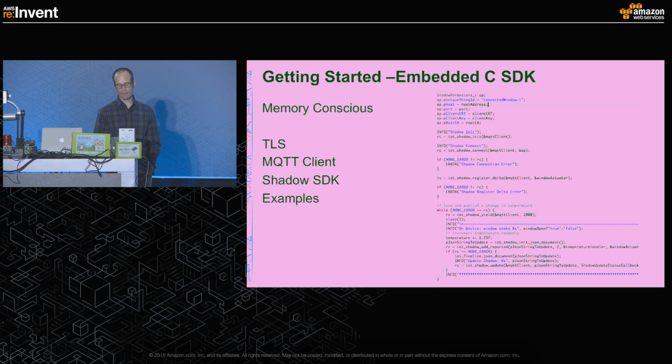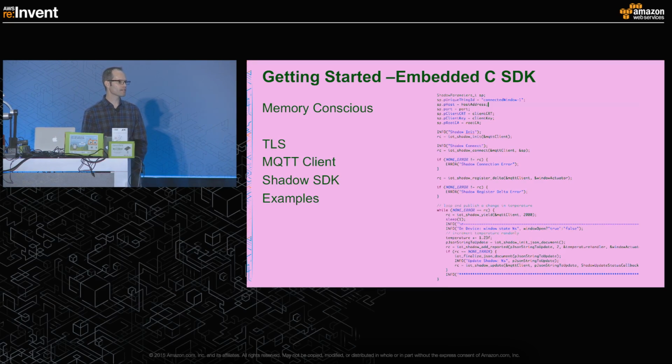The SDK is made to be memory conscious, so there's no dynamic memory allocation, there's no mallocs, and all the resources like buffer sizes are configurable, so you can decide how big the SDK should be for your particular application. It's got a TLS implementation built into it, so if you don't have one, you can use this one. It's got an MQTT client, a client that we wrote. We took the Paho embedded client and added some things for our service. It has a shadow SDK, so that interaction I just showed you with the Node.js SDK, you can do that in C as well.